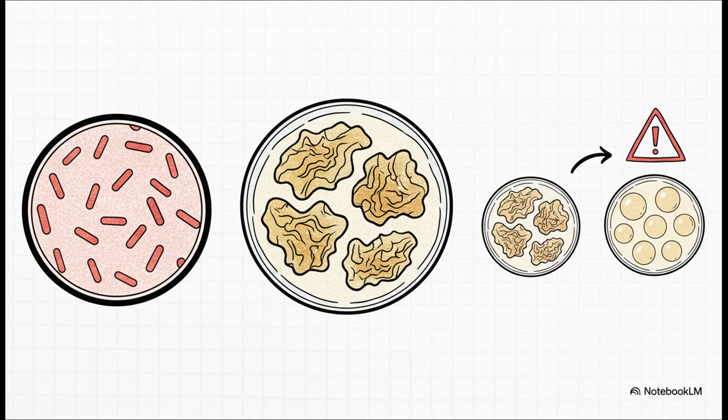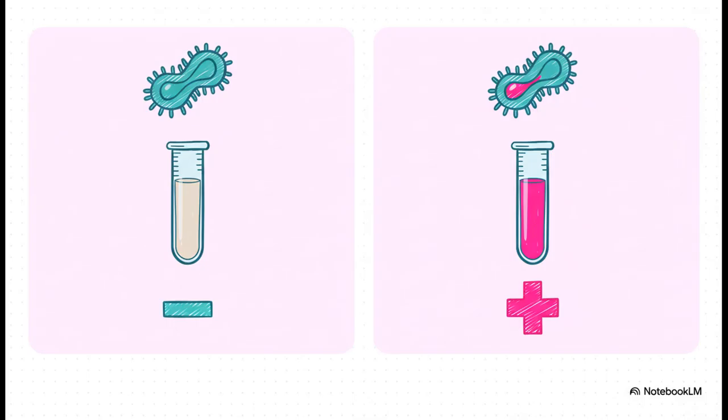But, and this is a big but, be careful. On subculture, they can sometimes lose that wrinkly look and go smooth. So always trust your primary plate. Biochemically, it's pretty active. It's oxidase positive, catalase positive, and it's a potent denitrifier.